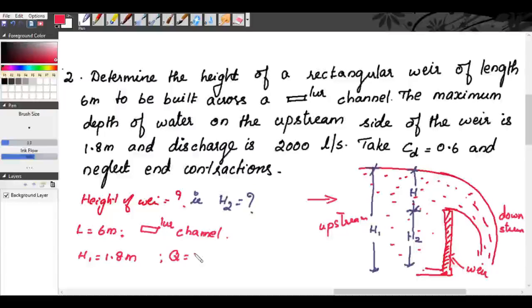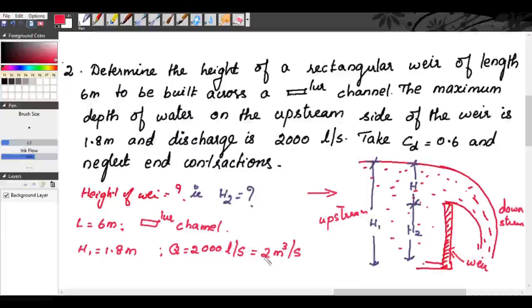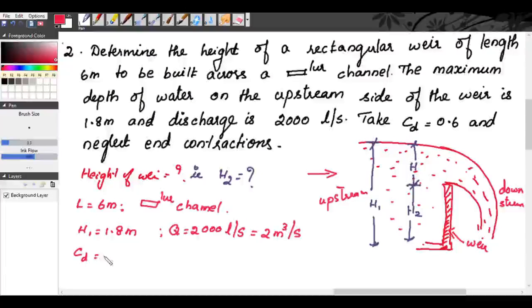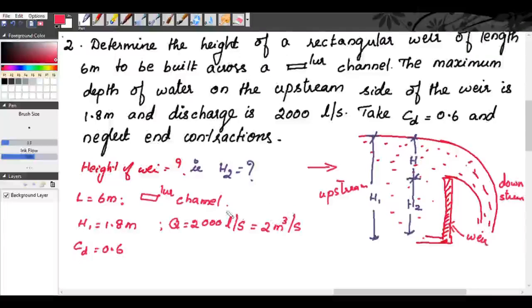Also, the discharge is given as 2000 liters per second. So, divided by 1000, we get 2 meter cube per second. Also, the coefficient of discharge is given as 0.6. So, how will we solve the problem? See, now H1 is known. Discharge is known. By using the formula for discharge, we will find H. Then, we will find H2 is equal to H1 minus H.